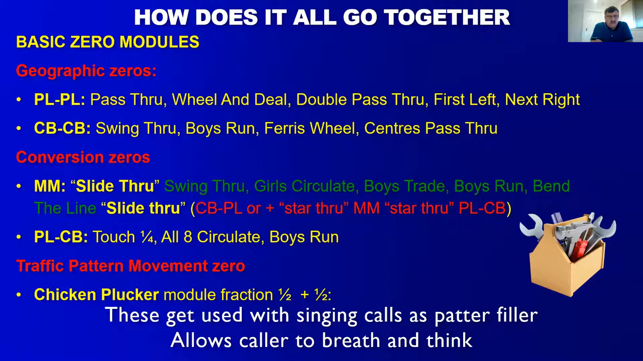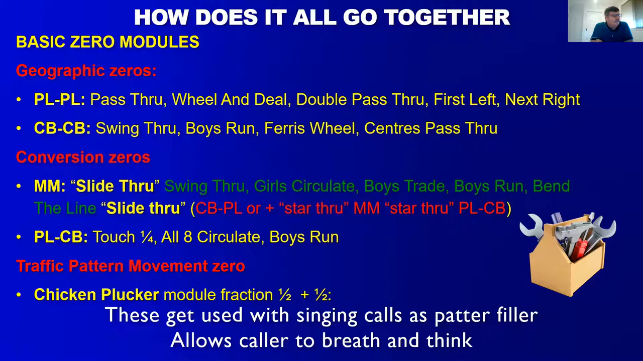And yes, I did specifically say girls circulate, boys trade, boys run, bend the line. There is a specific reason why the gender is included in that module. It's called the magic module because if I stick a star through on the front and back of it, it then becomes a partner line to a corner box module. If I don't, it's a corner box to a partner line module.